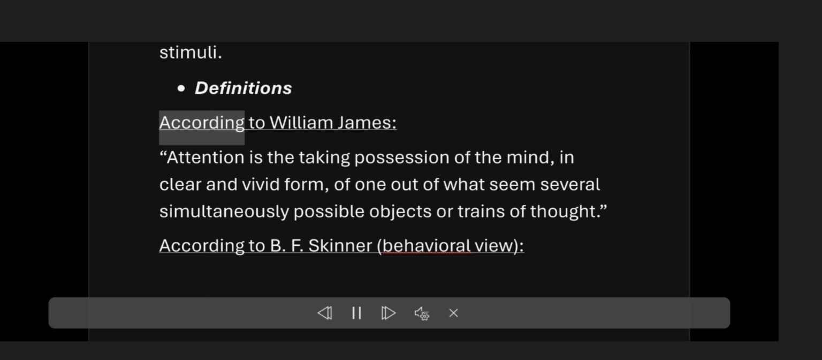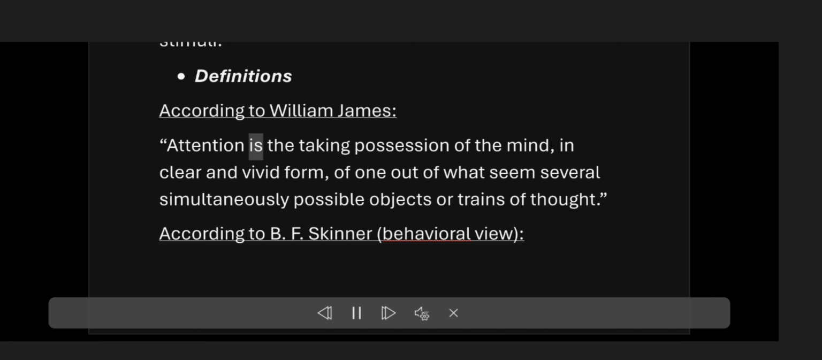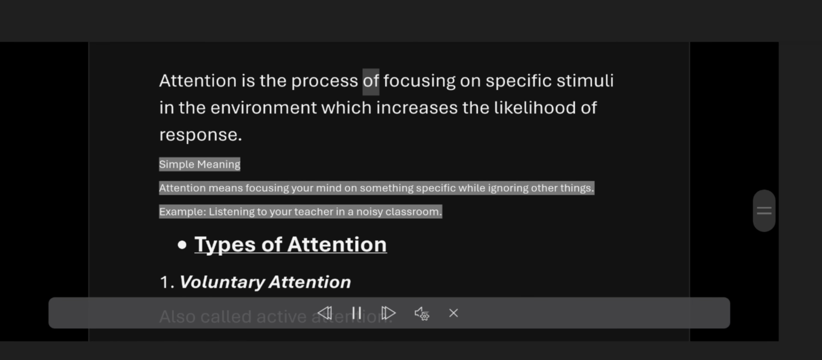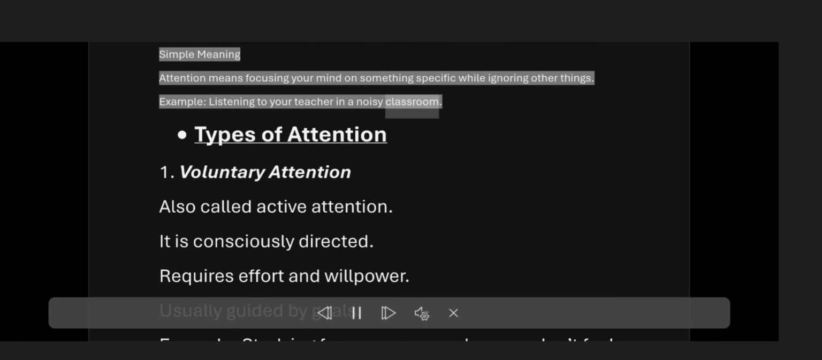Definitions. According to William James, attention is the taking possession of the mind, in clear and vivid form, of one out of what seem several simultaneously possible objects or trains of thought. According to B. F. Skinner, Behavioral View, attention is the process of focusing on specific stimuli in the environment which increases the likelihood of response. Simple meaning: attention means focusing your mind on something specific while ignoring other things. Example, listening to your teacher in a noisy classroom.